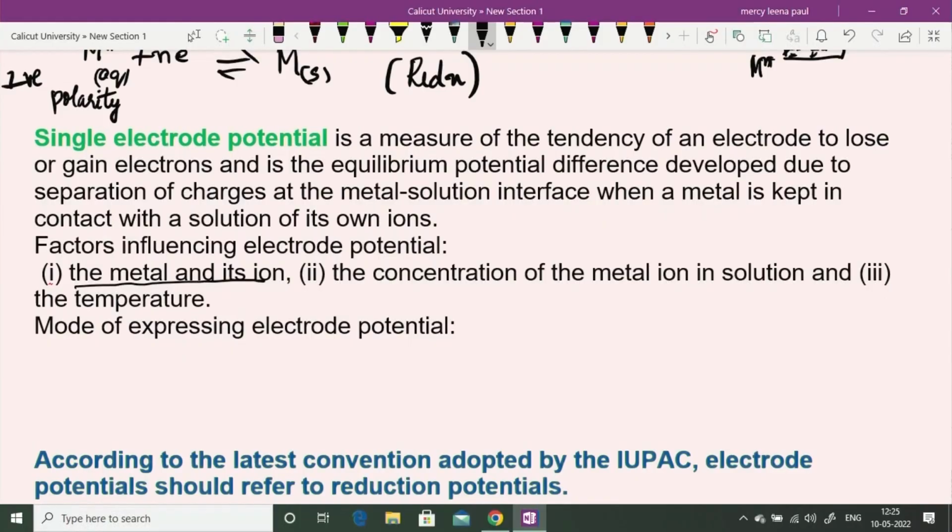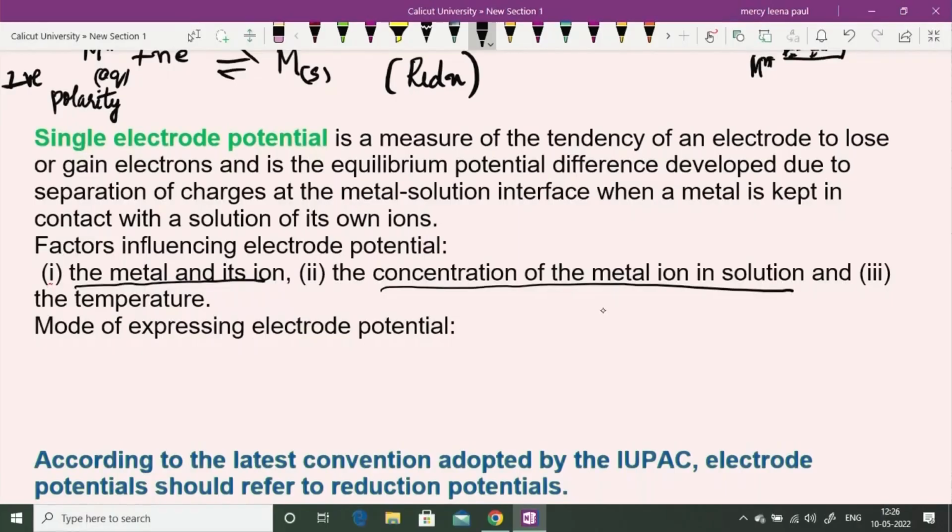If I take zinc, it will give a different potential. When I take copper, it will give another potential. So it depends on the metal and its ion. Now, if you fix the metal and its ion, it depends upon the concentration of the metal ion in the solution. If I am taking copper metal in contact with a 1 molar solution of copper 2 plus ions, the concentration is 1 molar.